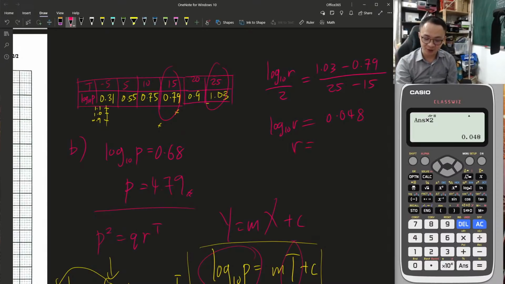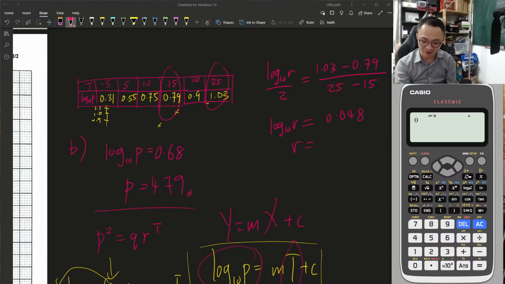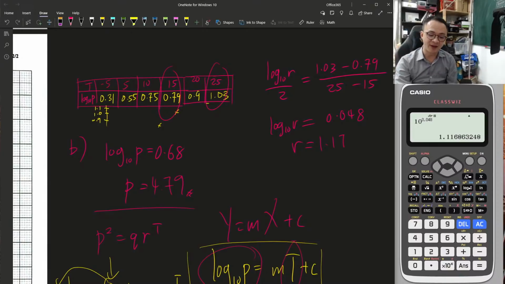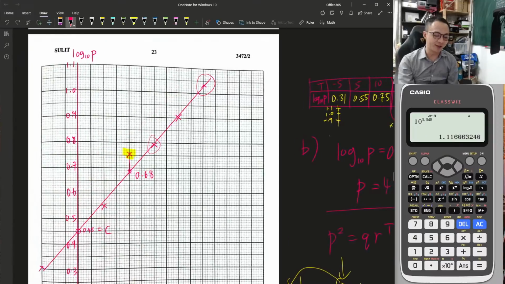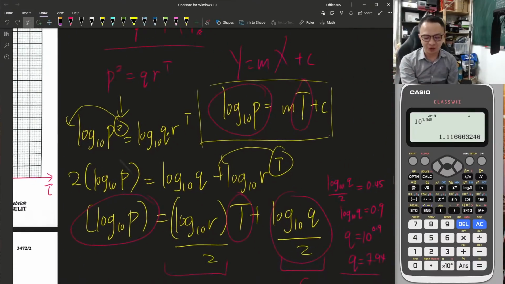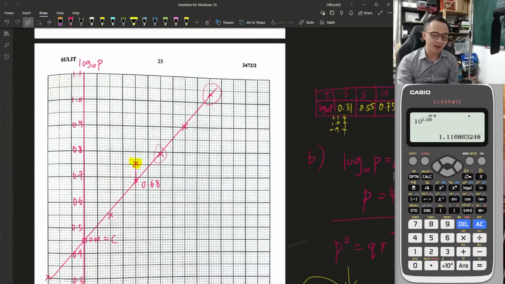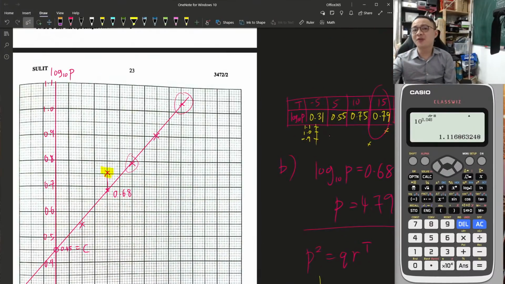R is shift log, or just say 10 power of 0.048. Okay, so it's about 1.17, or 1.175 if you prefer 3 decimal. Okay, so yeah, this is how we get Q and R. It's not too bad, as long as you understand how to get the gradient from the graph and how to get the vertical intercept from the graph.